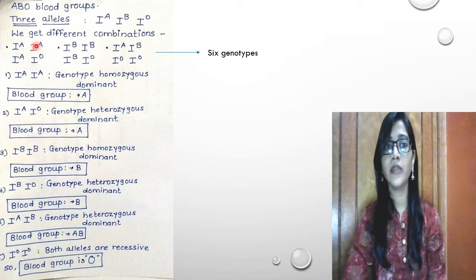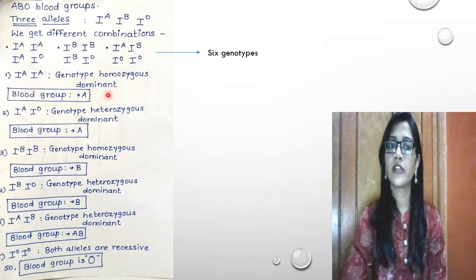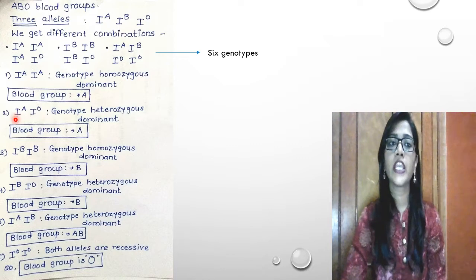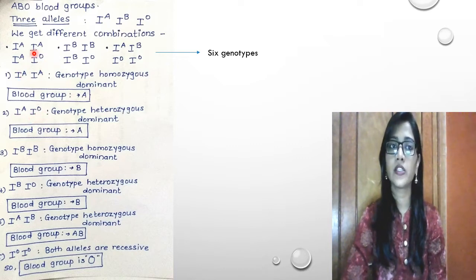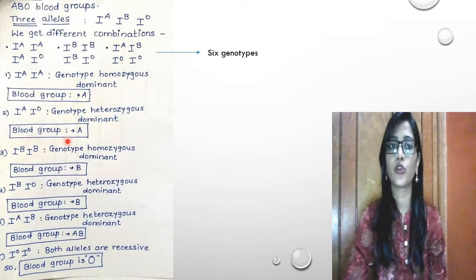That is IA IA, IA IO. If IA IA is present, the genotype will be homozygous dominant. The person carrying the IA IA genotype is homozygous dominant, so the dominant trait will get expressed and that person will carry blood group A. In the second case, IA IO, the genotype is heterozygous, and the dominant trait is getting expressed, so that person will carry blood group A.